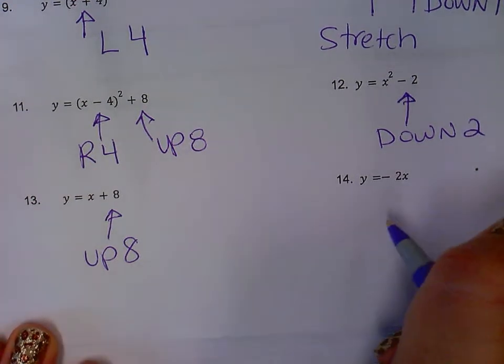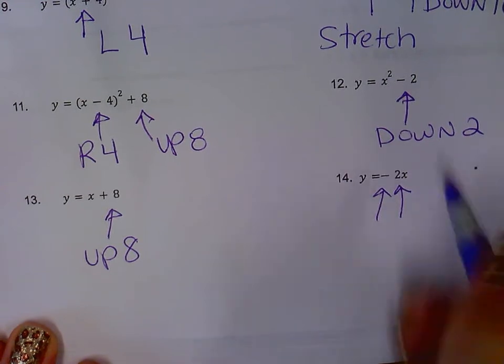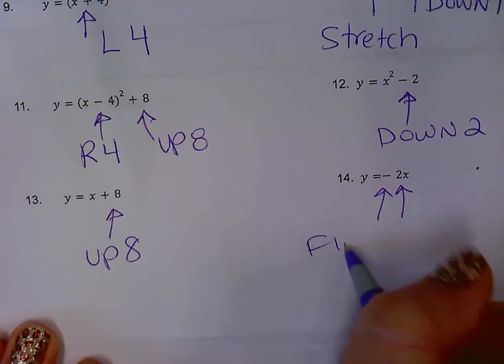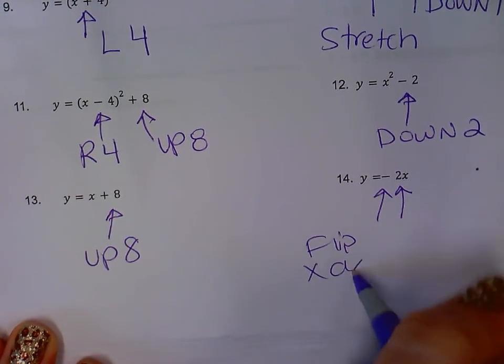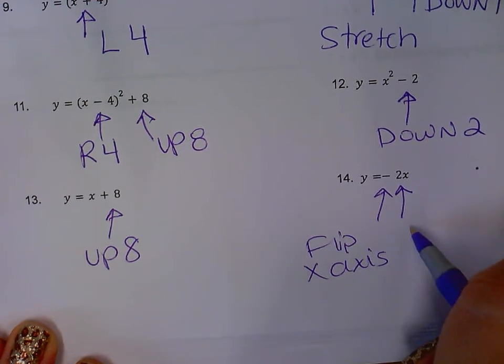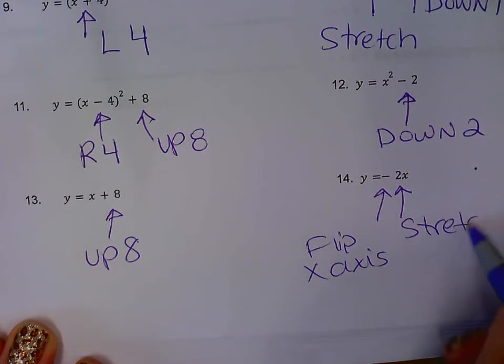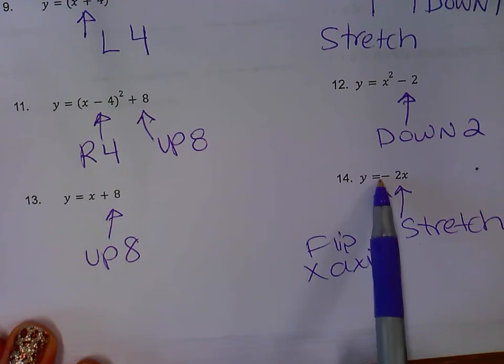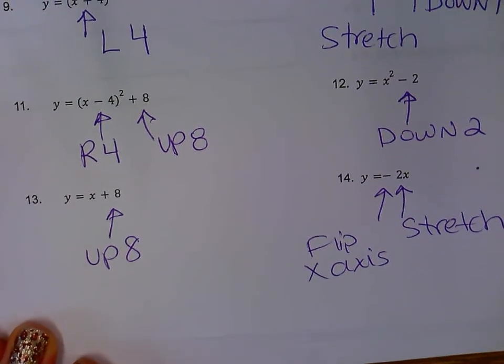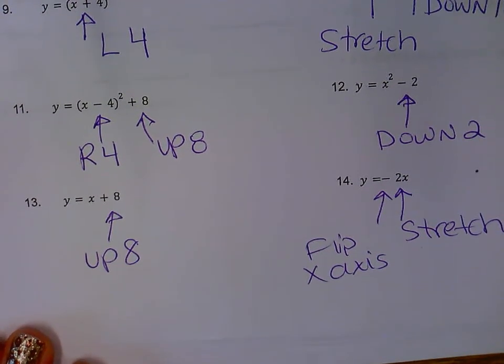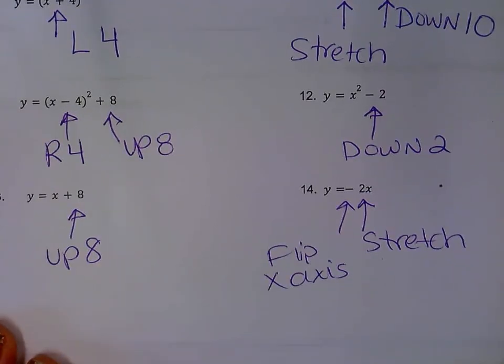And then these 2 on 14, let's see, it flips over the x-axis and stretches it, right? It's linear, but it still would flip a negative slope, and it's making the slope steeper. So even for linear functions, they obey the same transformation rules.